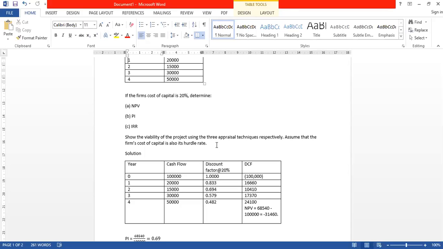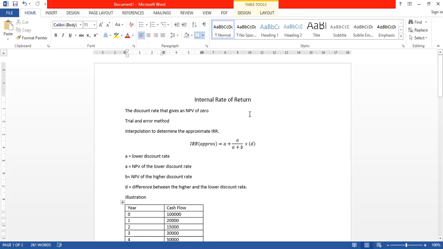Okay, so let me do a quick rundown on what I have talked about today. We said that IRR is that discount rate that gives an NPV of what? 0. And that when you are determining IRR, you adopt a combination of two methods because it's a very challenging thing.